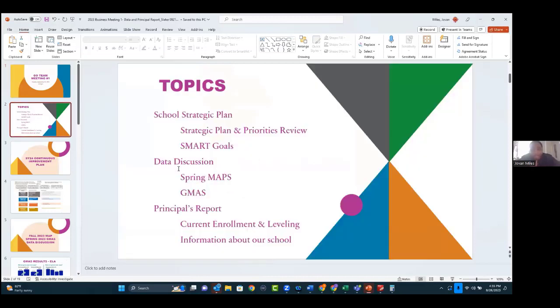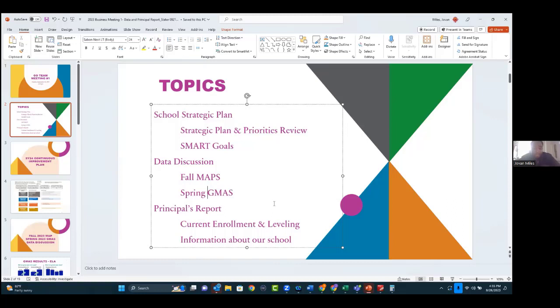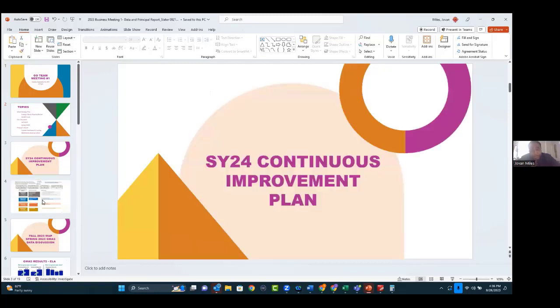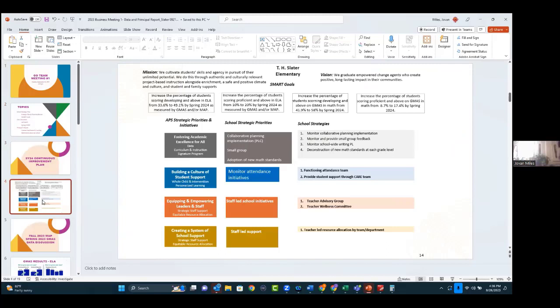Again, topics: reviewing the school continuous improvement plan and priorities, looking at our SMART goals for the 23-24 school year, having an opportunity to look at our spring MAP and our fall MAP. Let me update that. Fall MAP and spring milestone data. Looking at our current enrollment and leveling, and Slater as a partner school will not be doing any leveling, but we'll get into our enrollment. And we'll finish with just an update about the school.